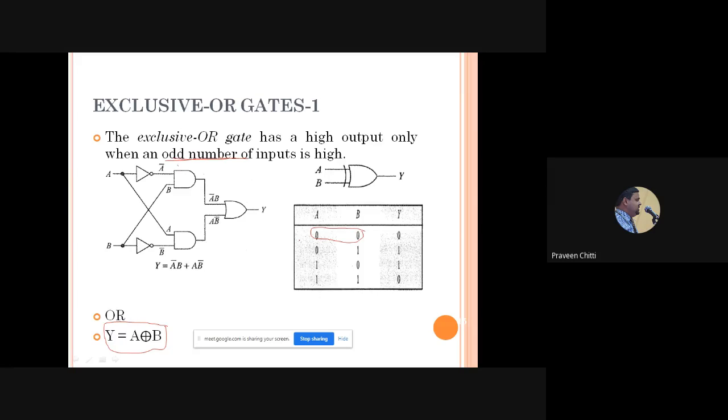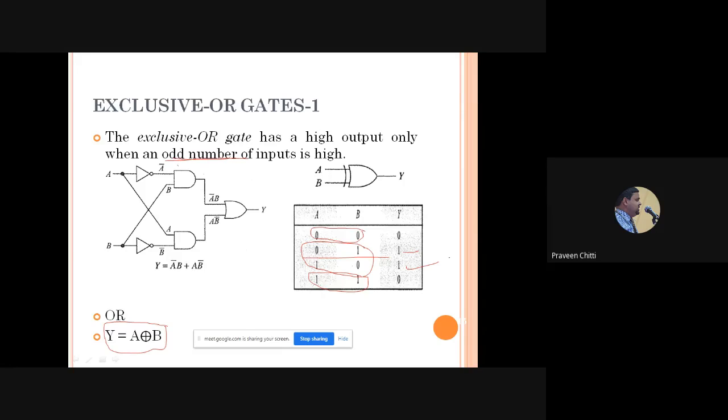So we consider 0 as an even number. So output is 0. Similarly here, how many inputs are high? Both inputs, 2 inputs are high. Again we consider 2 as an even number. So output is 0. But for these 2 cases, how many inputs are high in each case? 1. 1 is considered as what? Odd number. So output is 1 here. This is 1. This is 1.